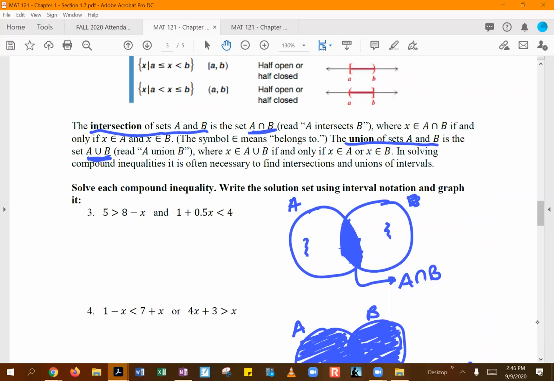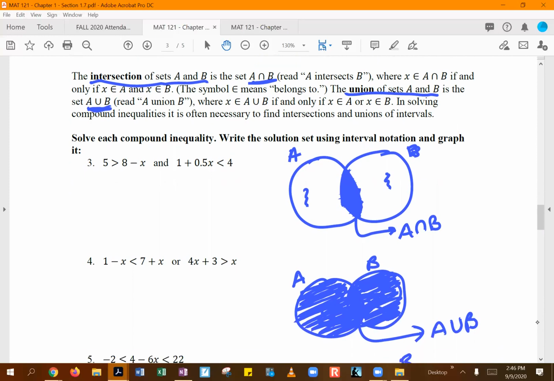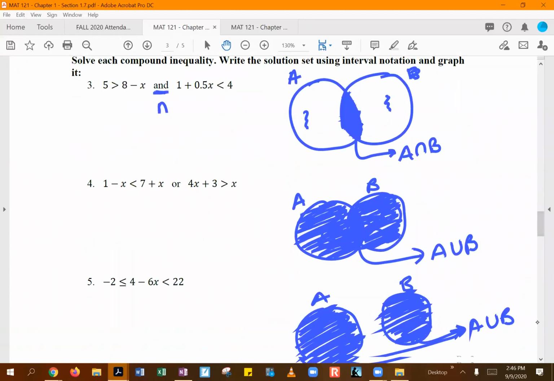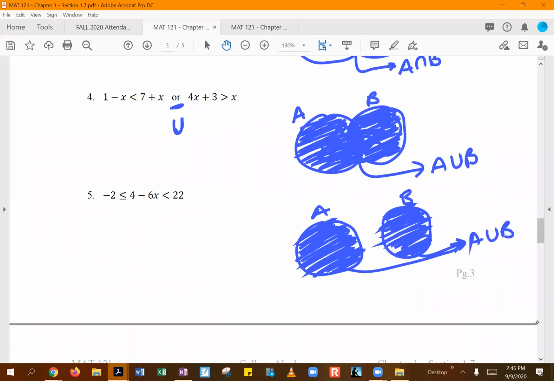If you have anything in common, you include those numbers also. If you don't have anything in common, you include those. But the intersection is only for the common numbers. So as long as they are available in both sets, you are good to go. So "and" inequalities are always going to be based on the intersection, and "or" inequalities are always going to be based on the union. Now, these three-part inequalities are also based on your "and" inequality, which means you are also looking at an intersection when you're looking at this type of inequality over here.